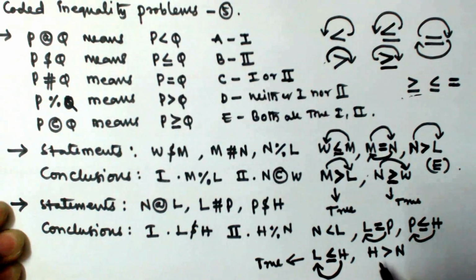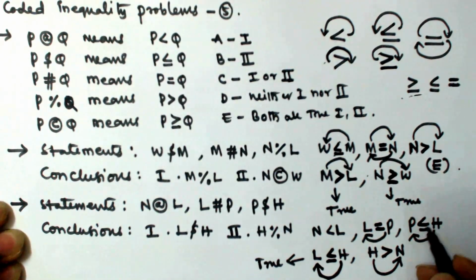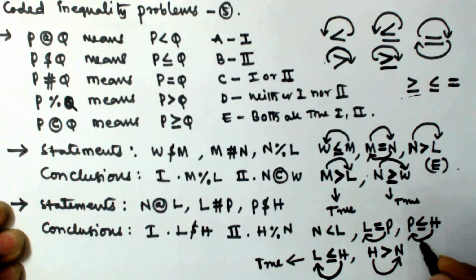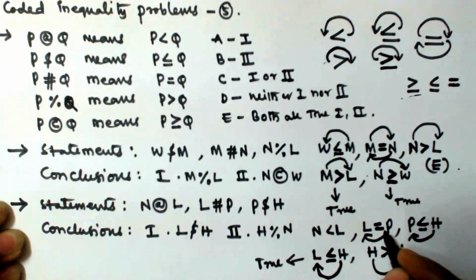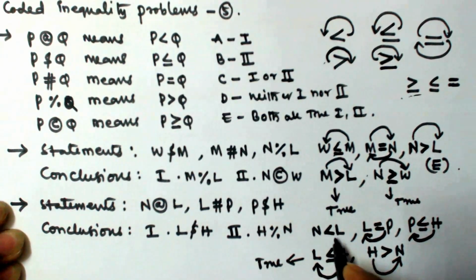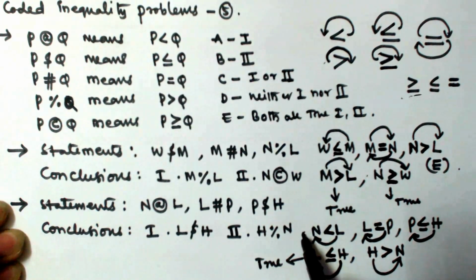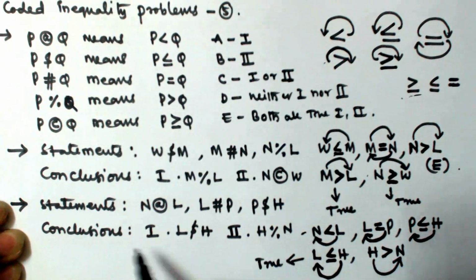So let us consider the second conclusion, that is H greater than N. H is at the open end of greater than, so we have to find the movement from H to N. Let's start at H. From H we can move to P. From P we can make a movement to L. Why? Because it is equal to. And L is at the open end of less than, so we can make a movement from L to N. So that means we can move from H to N.